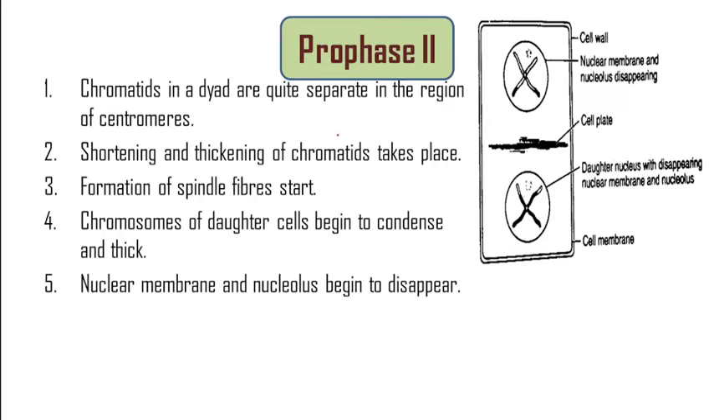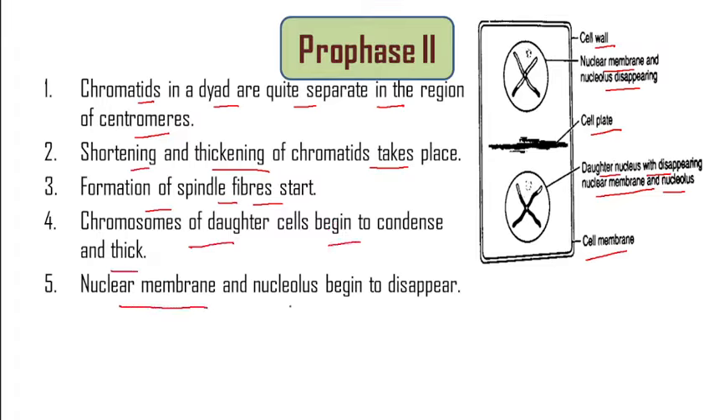Okay, now let's talk about prophase 2. This is the cell wall, nuclear membrane, nucleolus disappearing, cell plate, daughter nucleus with disappearing nuclear membrane and nucleolus, cell membrane. So what exactly happens in this stage? Chromatids in a dyad are quite separate in the region of centromeres. Shortening and thickening of the chromatids takes place. Formation of the spindle fibers starts. Chromosomes of daughter cells begin to condense and thicken. Nuclear membrane and the nucleolus begin to disappear.